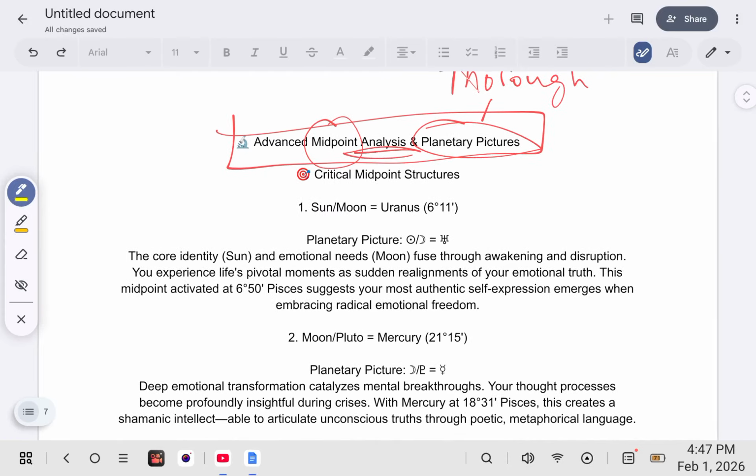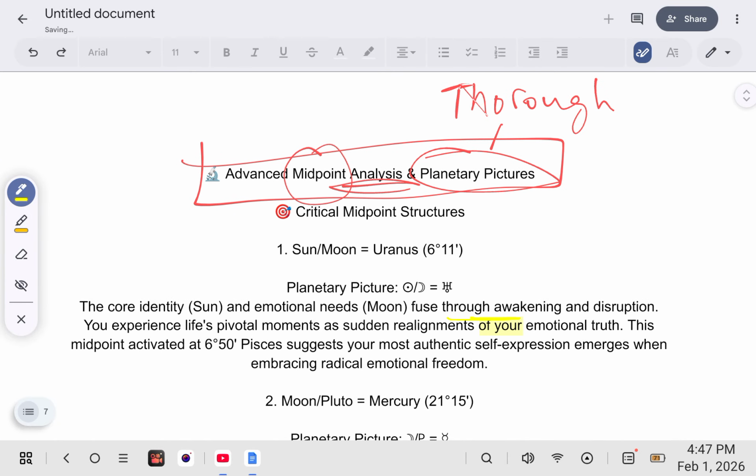So, now we're going to dive into the advanced midpoint analysis, planetary pictures. So you guys can see a little bit, not a whole lot. Alright, so what is a midpoint? I've talked about this in my other videos. I haven't talked about planetary pictures yet.